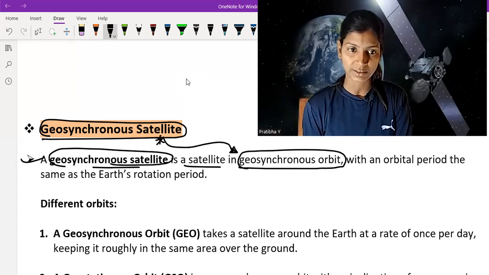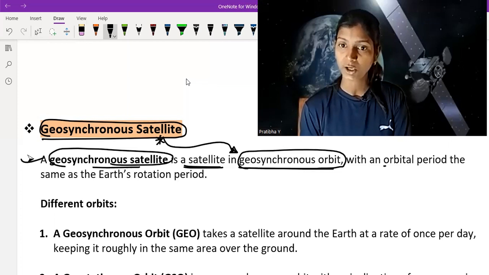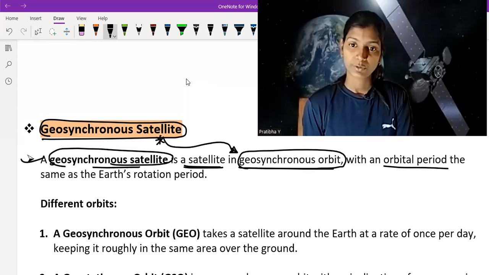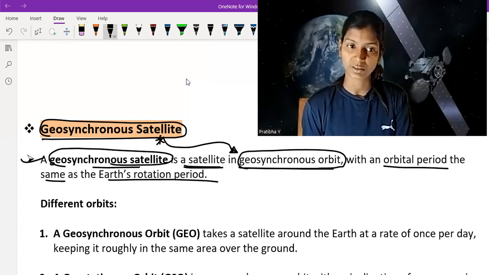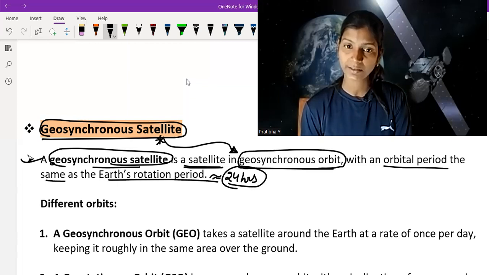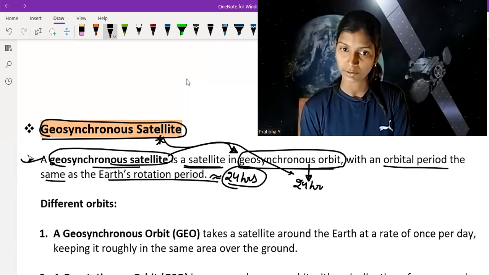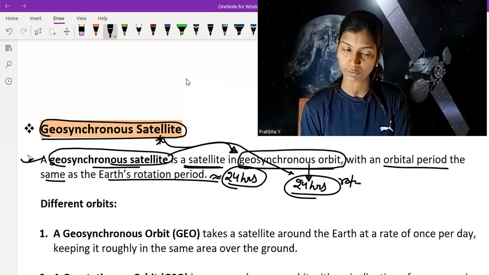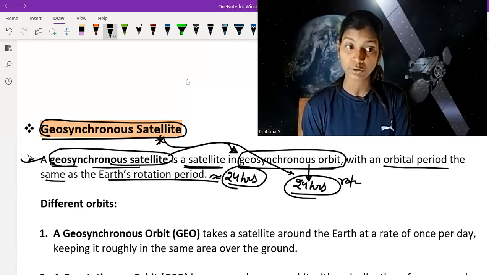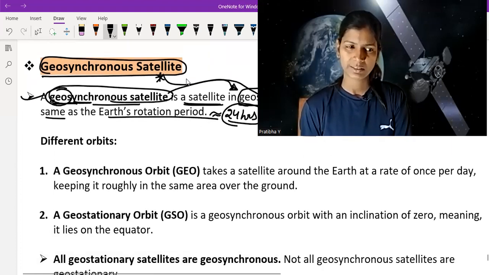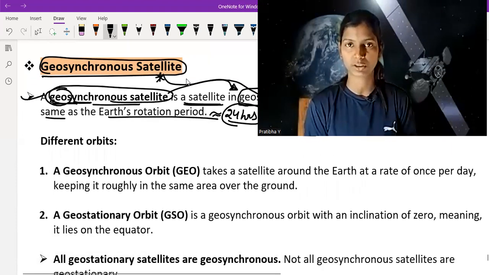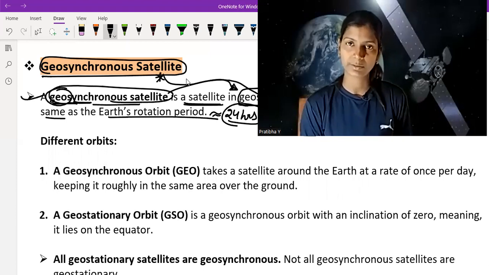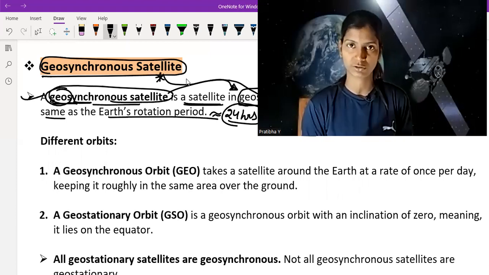So a geosynchronous satellite is a satellite in geosynchronous orbit with an orbital period the same as the Earth's rotation period. We know that Earth's rotation period is 24 hours, so the time taken by the satellite in geosynchronous orbit is also 24 hours. It completes one rotation in 24 hours. That means in sync with the Earth. That's why geosynchronous: geo means Earth, in sync with the Earth. There are many orbits: high Earth orbit, low Earth orbit, geosynchronous orbit. But here we are going to talk about geosynchronous and geostationary orbit.